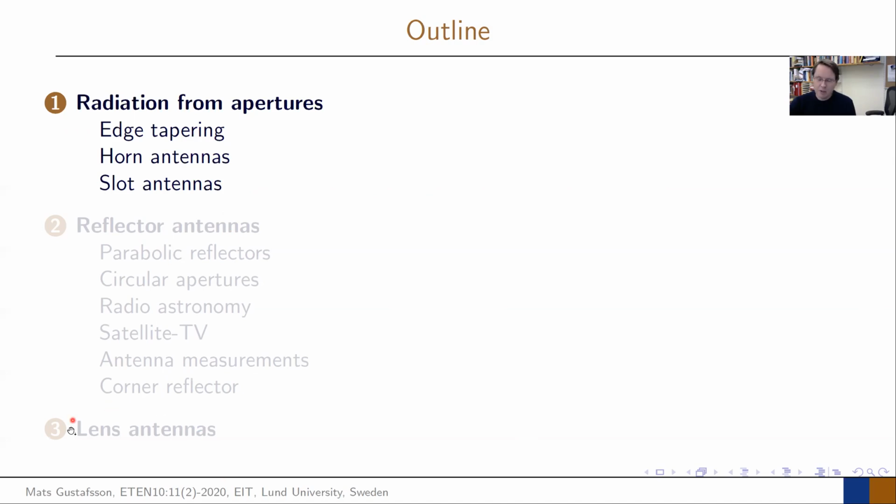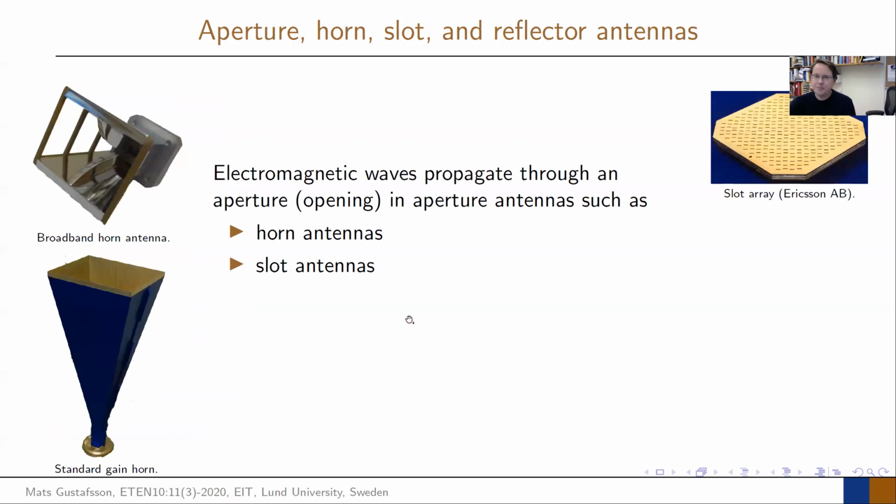And in the end, we will look a little bit at lens antennas, which are getting more popular nowadays, because we go up in frequencies. We start talking about 60 gigahertz, 100 gigahertz and above. There we start with structures that get more similar to optics. In optics, you typically build lenses to have a magnification of your system, for example a microscope, and the same thing happens with antennas. So: aperture, horn, slot, and reflector antennas.